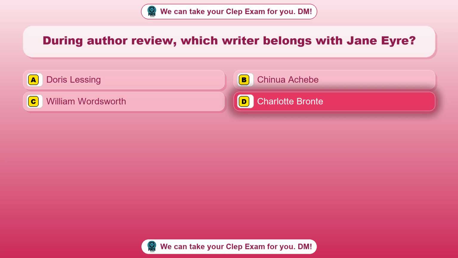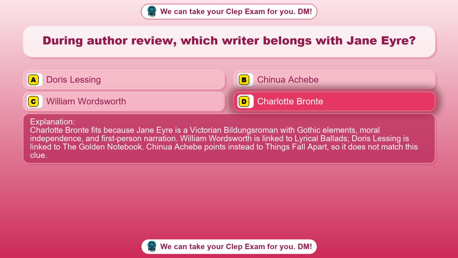Charlotte Bronte. Charlotte Bronte fits because Jane Eyre is a Victorian Bildungsroman with Gothic elements, moral independence, and first-person narration. William Wordsworth is linked to Lyrical Ballads. Doris Lessing is linked to The Golden Notebook. Chinua Achebe points instead to Things Fall Apart, so it does not match this clue.